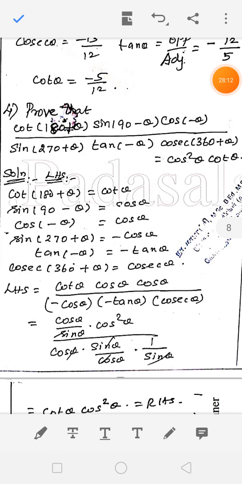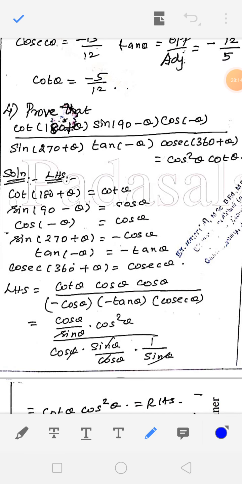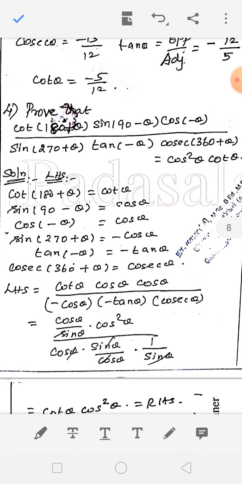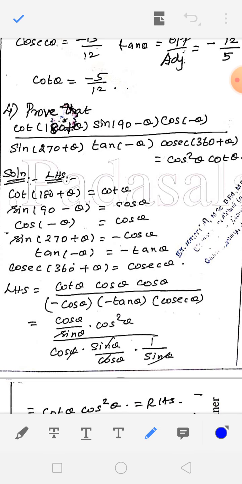Okay, so prove that. This is the full left hand side, and these two are the right hand side. So you should know that property. What are the properties we need to use?